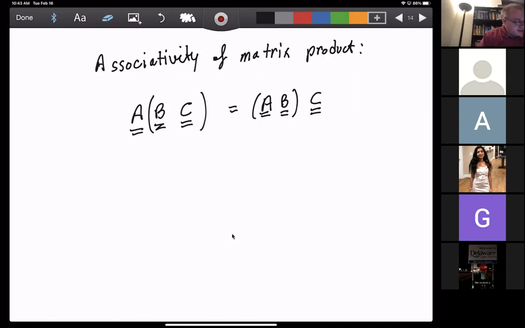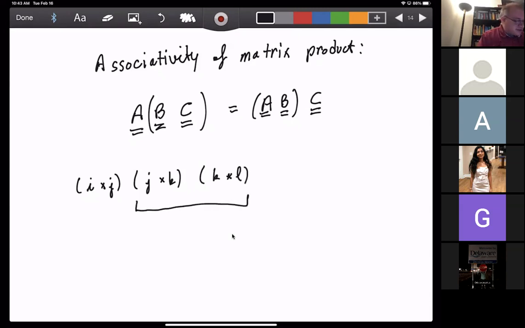And notice, if the matrix A is, let's say, I by J, the matrix B has got to be J by K, the matrix C is K by L. If I look at this result, it's well defined. So B times C is defined because the K's are the same there, the inner indices. And that result is going to be J by L. Now the J and the J match up, so A times that product B times C is well defined, and the result is going to be I by L.